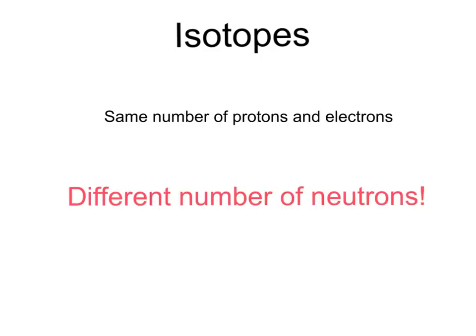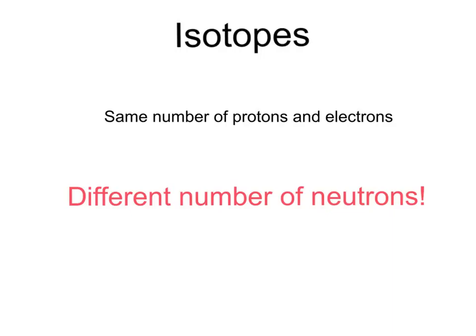The next thing that we need to know about are isotopes. Isotopes are atoms of the same element that have the same number of protons and electrons, but a different number of neutrons. Hopefully you'll be able to think about why this is important from the earlier part of the video.